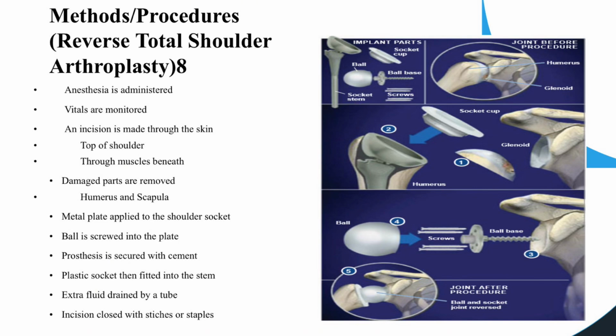Once that's been done, the prosthesis will be put in with cement, and the socket will be fitted into the area. Once that has been done, any excessive fluid will be drained out, and again, the incision will be closed up.